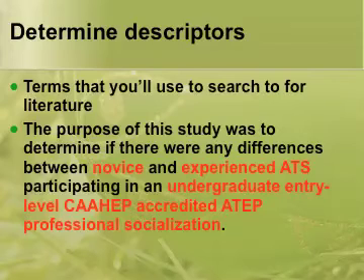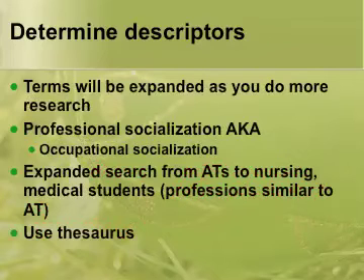We can manipulate those descriptors quite a few different ways. Another descriptor for when I was doing my literature review for my dissertation was professional socialization. So we can search the literature in multiple different descriptors. And then you have to expand as you do more research, because as you start searching and finding more articles, you'll see that other authors use different terms.